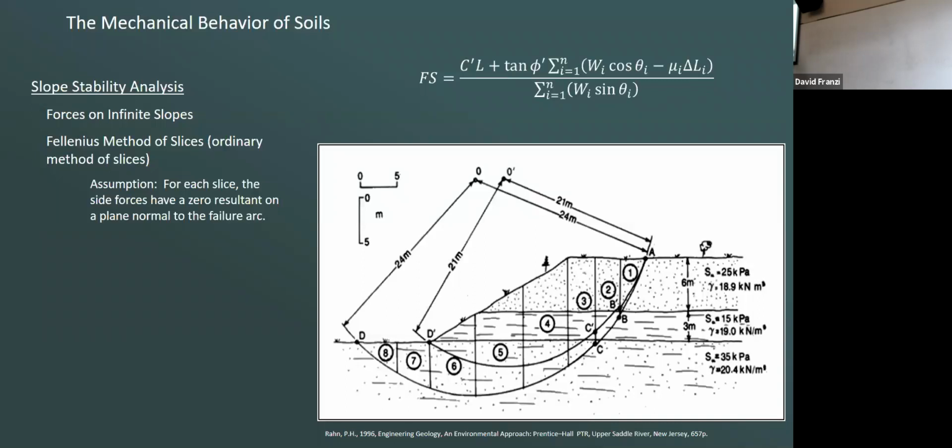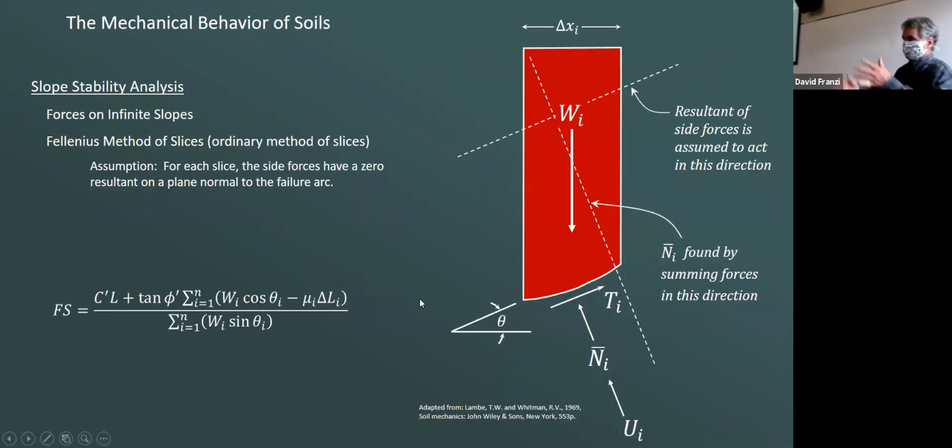And we have to make a lot of assumptions here. First, let me just say that for the Fellenius method, the side forces, now we all know that these aren't independent slices, right? We're assuming here that the resultant of all the side forces is 0. They balance. That's not going to be true, of course, but it's close enough generally.